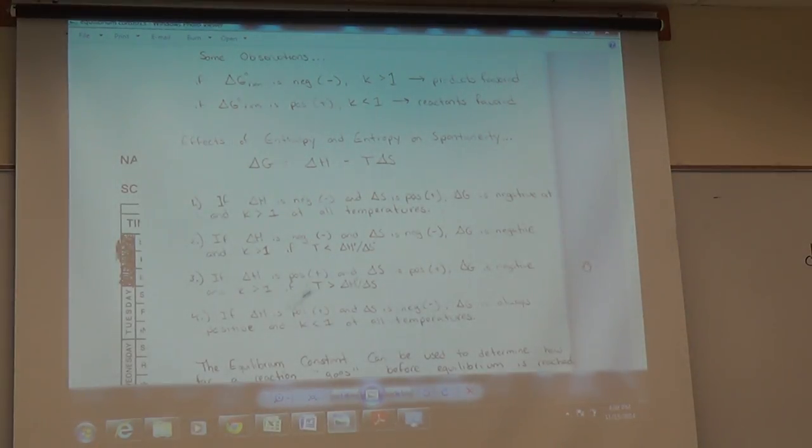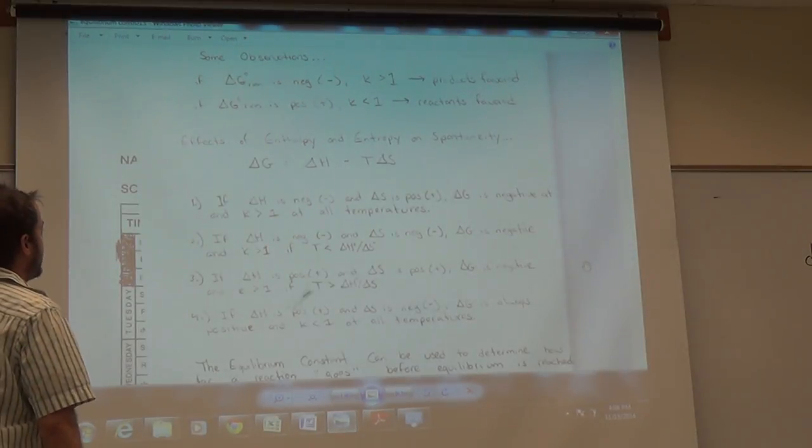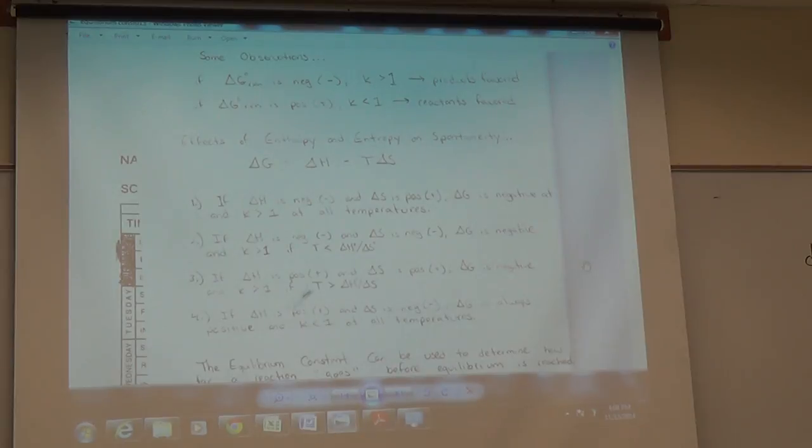Just kind of throwing together some of the conclusions that we can draw from the values of K. If delta G of the reaction is negative, then our K is going to be greater than 1 and products are going to be favored in the reaction. If the delta G is positive, then K is going to be less than 1 and the reactants will be favored. And whether delta G is negative or positive is going to be a function of what the concentration of our products are, what the concentration of our reactants are.